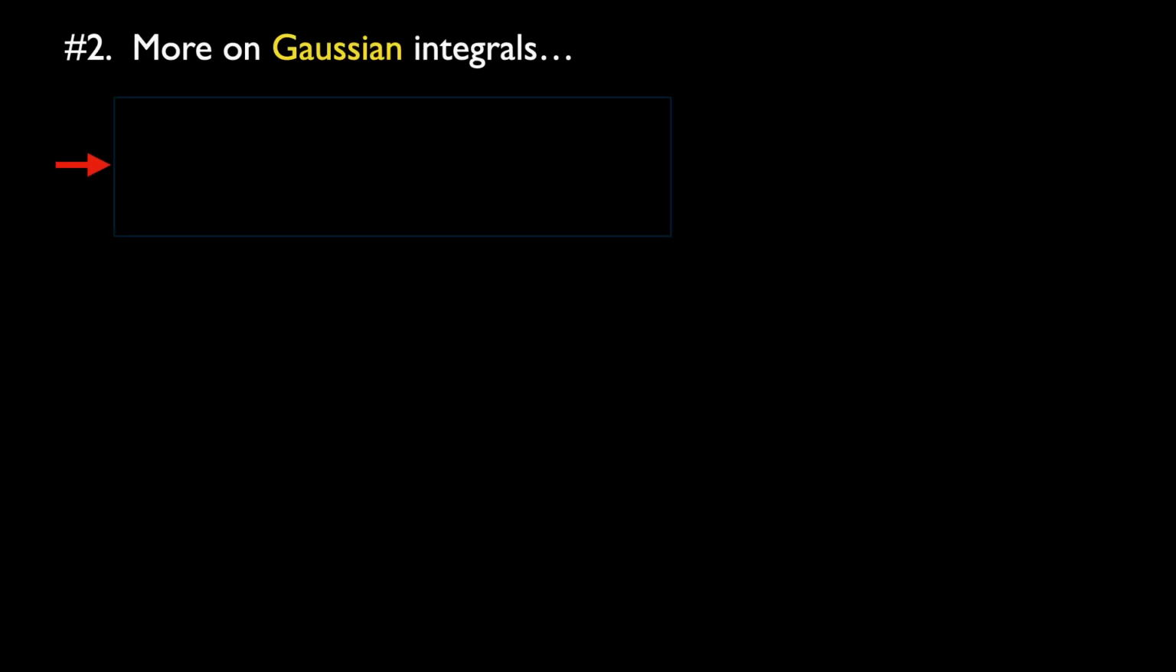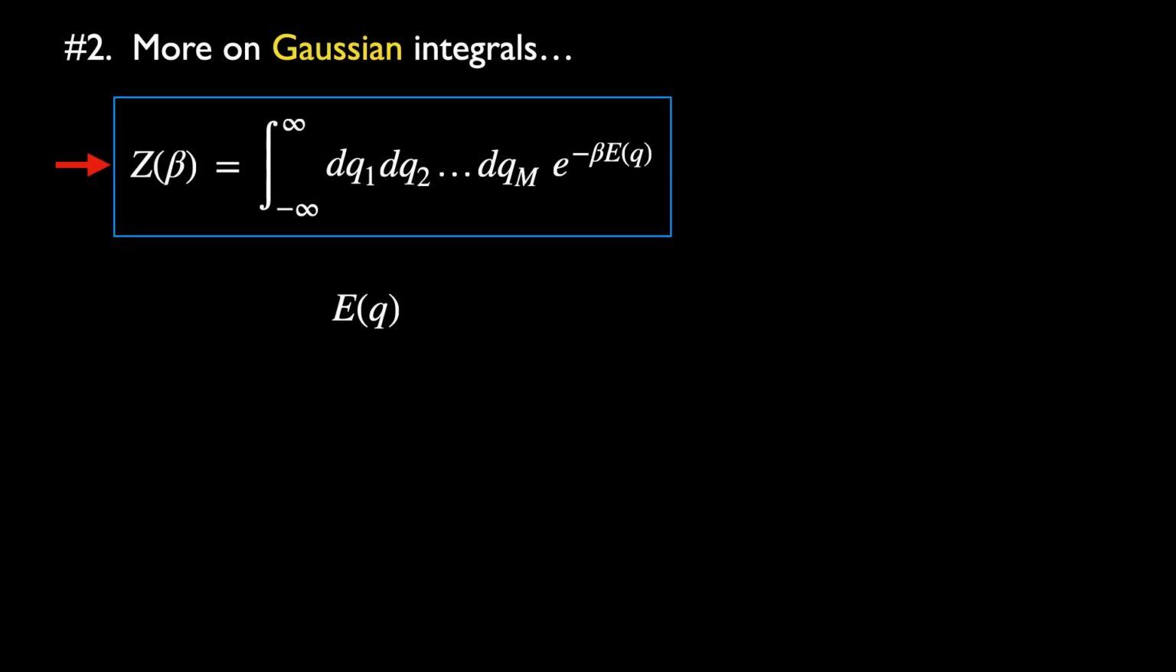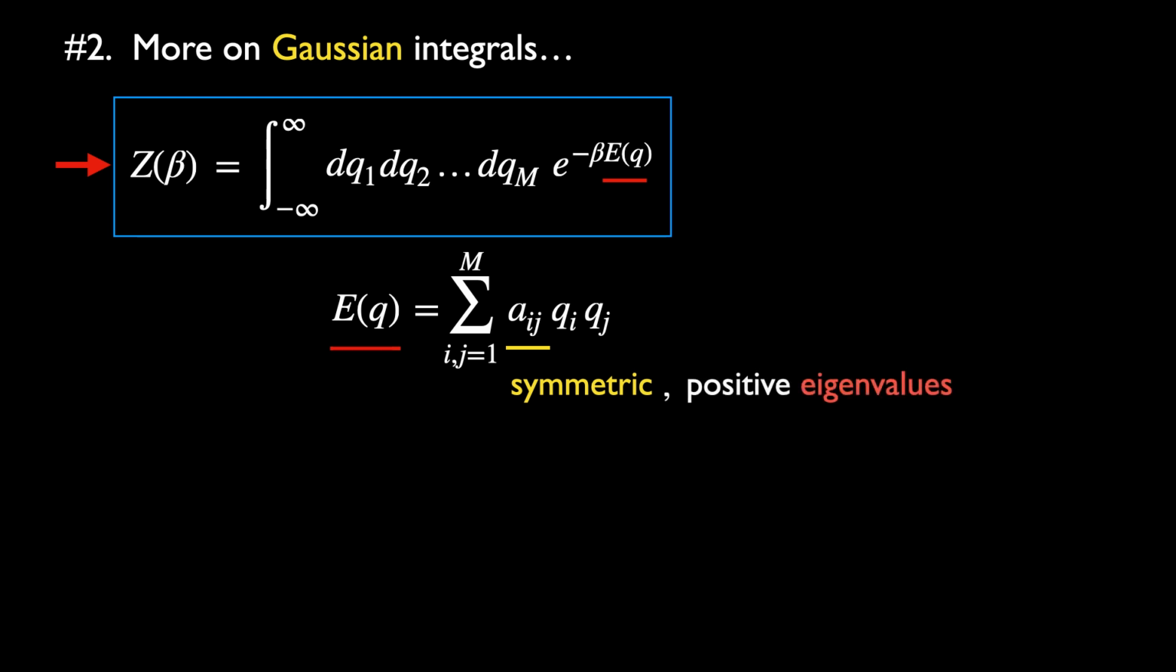The second exercise has to do with a more general form of Gaussian integral. We encounter this while trying to calculate the partition function of a system with m quadratic degrees of freedom. The energy of the system consists of terms where different degrees of freedom couple with each other through the matrix A in a quadratic way. This matrix is symmetric and has positive eigenvalues. Our task is to evaluate this partition function and calculate the average energy of the system.